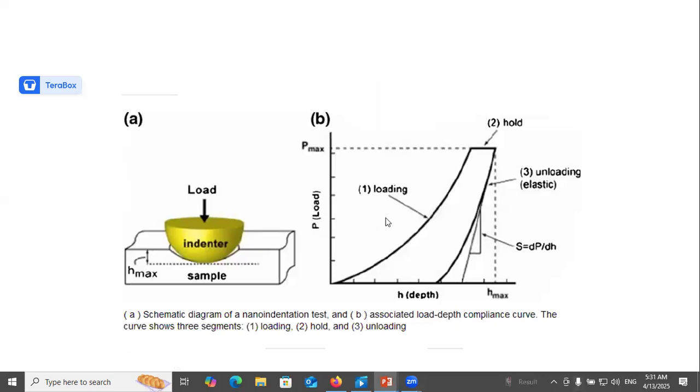Also, you can see the schematic diagram of the nano-indentation test. This is the indenter, the sample, and the load. It shows the associated load-depth compliance curve. The curve shows the three segments: loading, hold, and unloading.